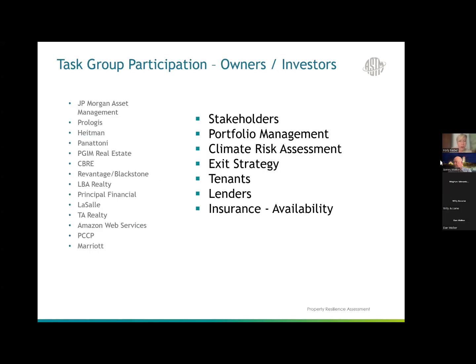We did want to share with you all some of the folks that were involved in developing the standard. So we have a couple different slides here showing the owners and investors who were involved and their different perspectives. The people you see here were involved in developing this framework. Their motivations for assisting are listed here on the right. They're looking, as we've been saying, at the climate risk within their portfolio and on an asset by asset basis. They're concerned about insurance availability, and of course, they're concerned about their exit strategies.